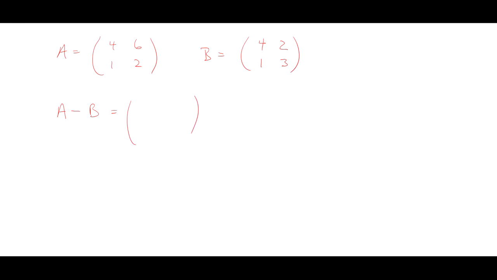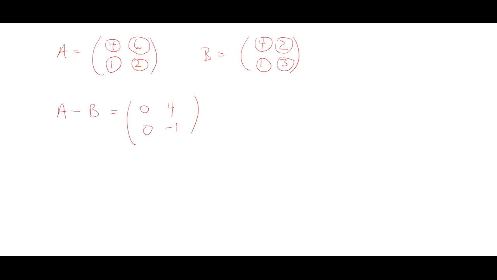What we're going to do, we're going to take the 4 and we're going to subtract 4. We're going to get 0. We're going to take 6 and subtract 2. We're going to get 4. Then we're going to take 1, subtract 1. I'm going to get 0. And then 2 minus 3 will give me minus 1, right?